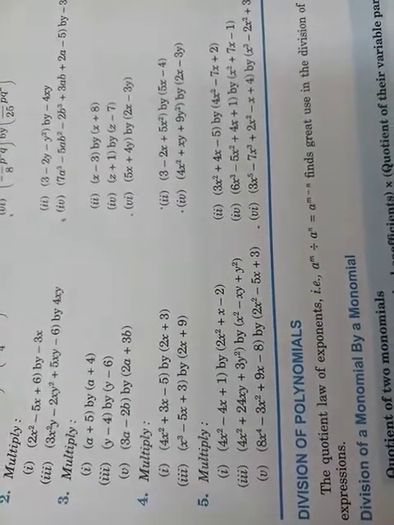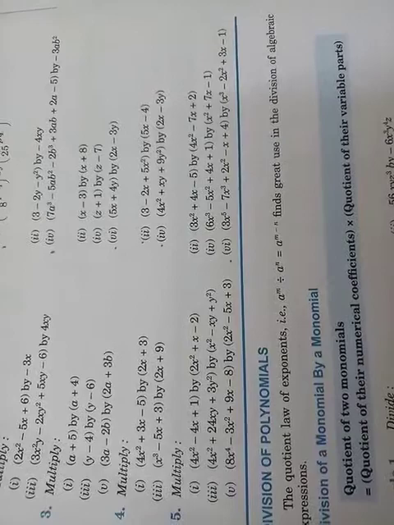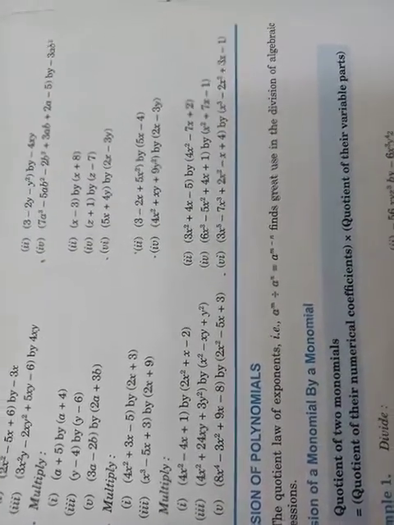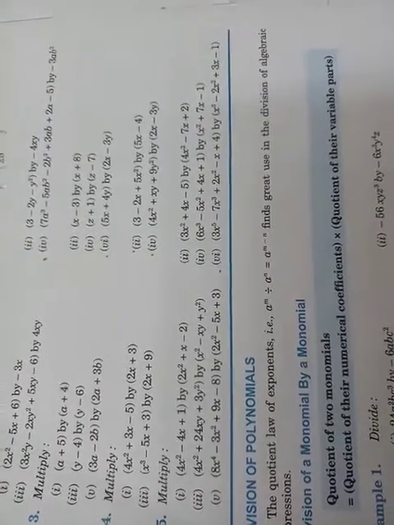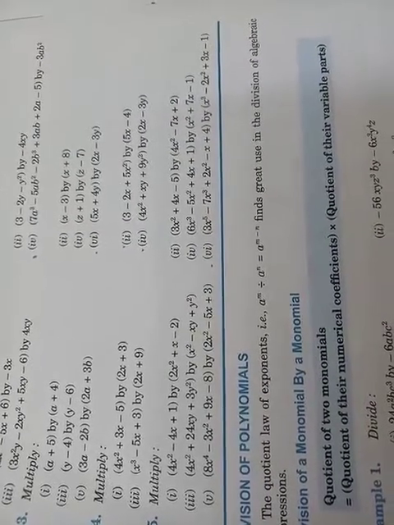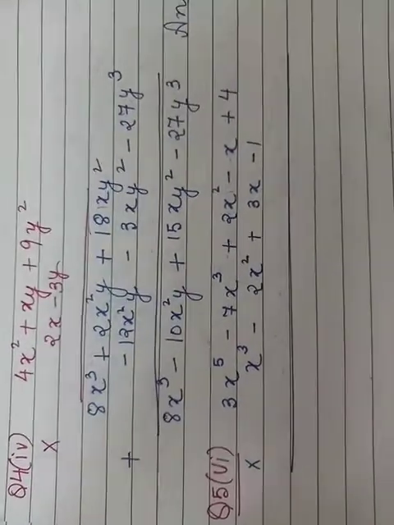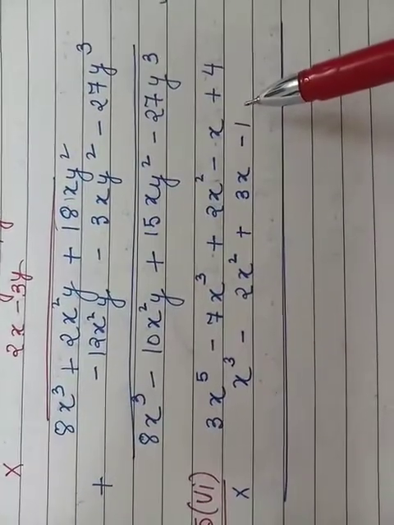Now we come to question number 5. Again they are saying multiply. So we multiply. I do question number 5, 6th part for you, and we'll do question number 5, all the subparts with the vertical multiplication. We start with question number 5, 6th part. I've written the given algebraic expressions.